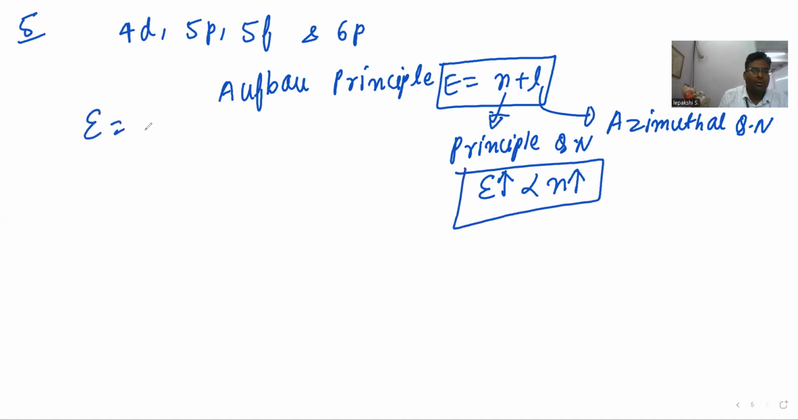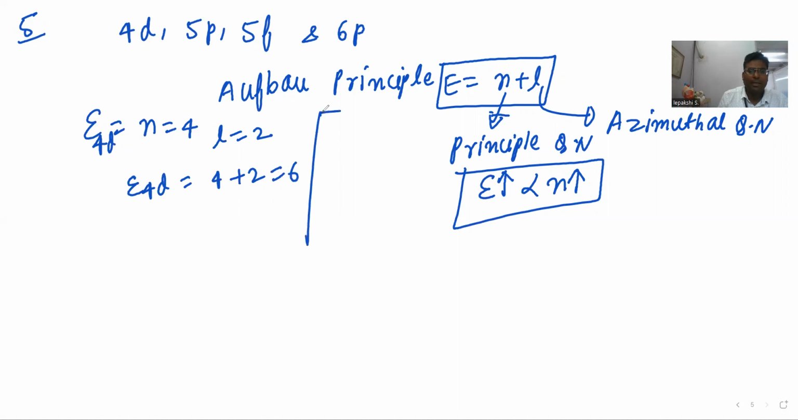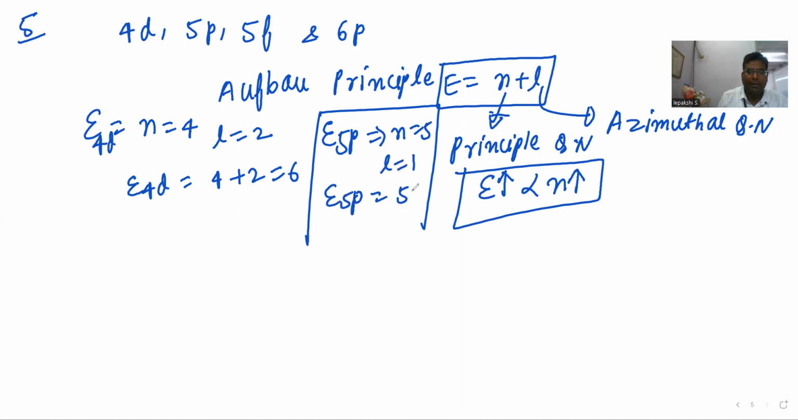So energy for 4D: n equal to 4, l is equal to 2. So for 4D it will be 4 plus 2, that is equal to 6. Next is energy for 5P. For 5P, n is 5 and l is 1. So the energy for 5P is 5 plus 1, that is equal to 6.